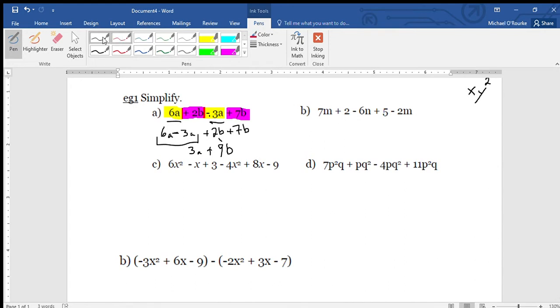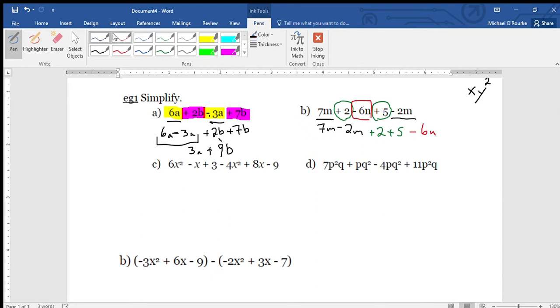So now, maybe we'll just underline. So M, right? Then I'll use green for the numbers. I'm going to circle those. Okay. And I have an N all here by itself, which is fine. Right? So let's put all the things together. So I have 7M minus 2M. And I have plus 2 plus 5 minus 6n.